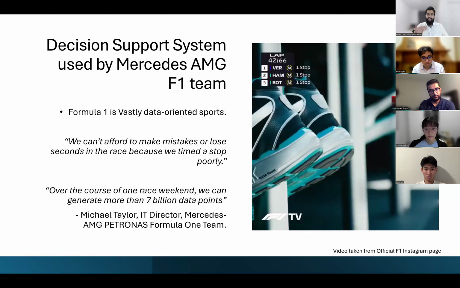Everyone had access to the data, and everyone had a decision support system helping them make decisions on when to stop, when to change tires, when to convert your second place into first place. This is why we selected to explain decision support system. It is being used in all kinds of organizations and races.